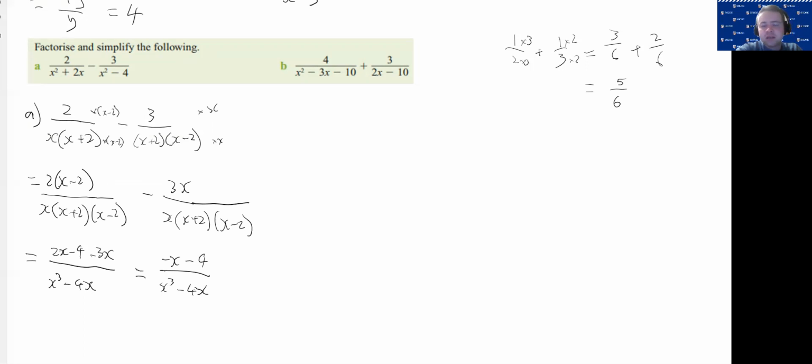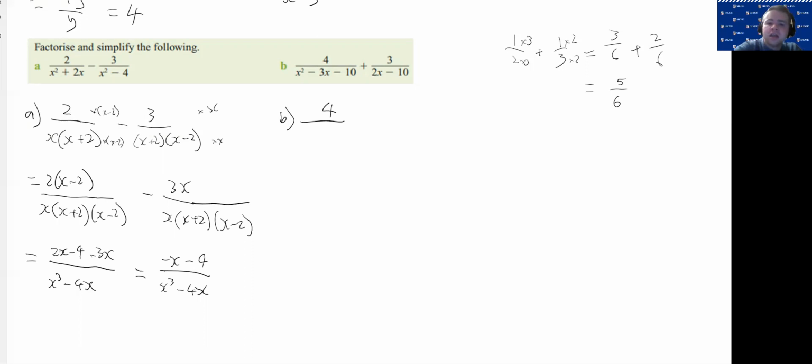Now, if you want to pause it and then have a go at this last question and see if you get it right, that would be helpful. I'm going to go straight ahead with it now. So I've got to factorize to work out what factors I have in common and which factors I don't. So I've got minus 10 and minus 3.